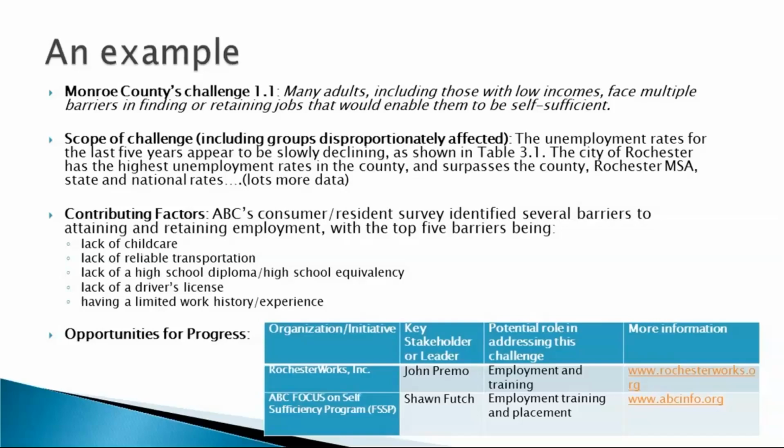And then finally, the last component, opportunities for progress. Obviously, this was not a comprehensive list, but I wanted to give you a taste of how we structured it. We identified organizations that are engaged in activities in this area. We identified a contact person so that there was an actual person people could contact to find out more about this. We have what is their role in this area. So in our county, Rochester Works is our workforce investment board. So they provide employment and training services. And then we provided a website link so that people could access them. Okay, next.